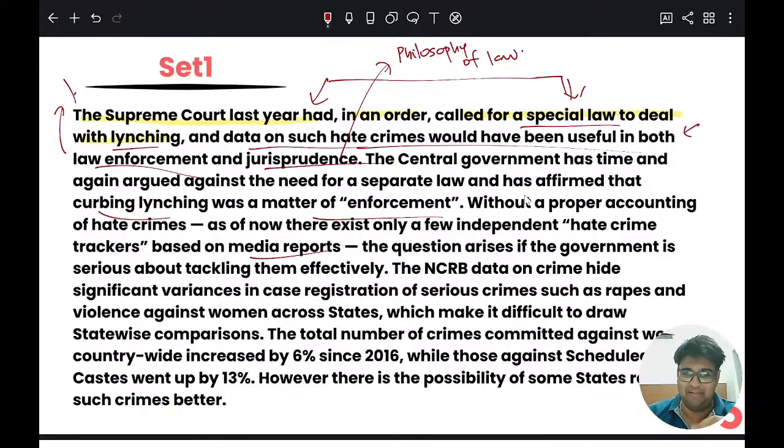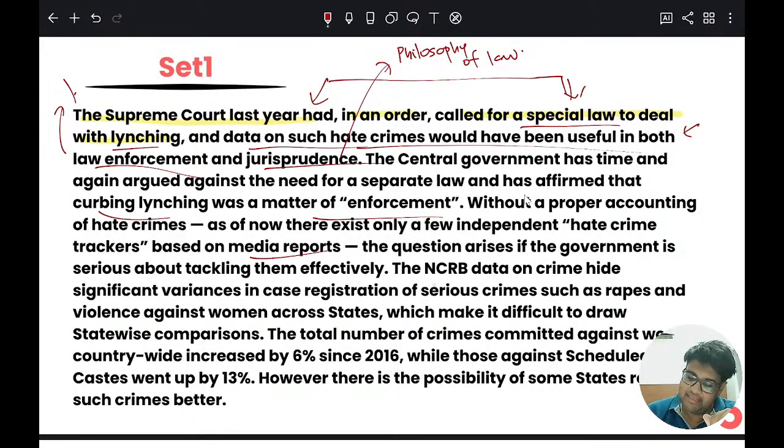Oh my god, that's really bad, right? The question arises if the government is serious about tackling them effectively. So what is the real question? Is the government really serious about tackling them effectively?